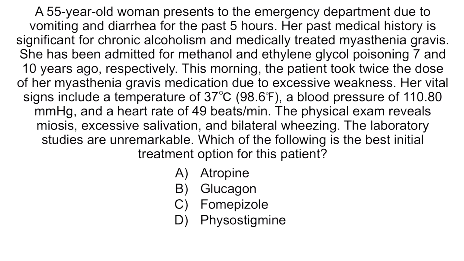Let's discuss why other options are incorrect. Option B is incorrect because glucagon is typically used for the treatment of beta blocker overdose, not acetylcholinesterase inhibitor poisoning. Option C is incorrect because fomepizole is used to treat methanol and ethylene glycol poisoning. Although this patient has past history of methanol and ethylene glycol poisoning, she has no physical signs or laboratory derangements suggesting these conditions now. Finally, option D is incorrect because physostigmine treats the anticholinergic toxicity.